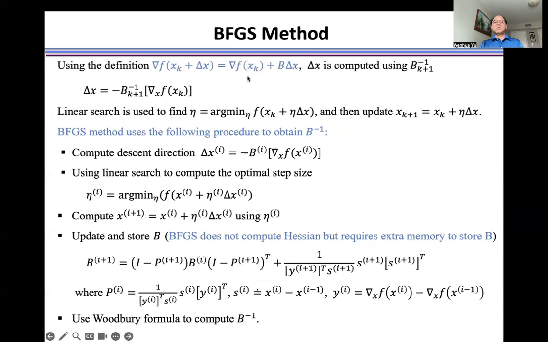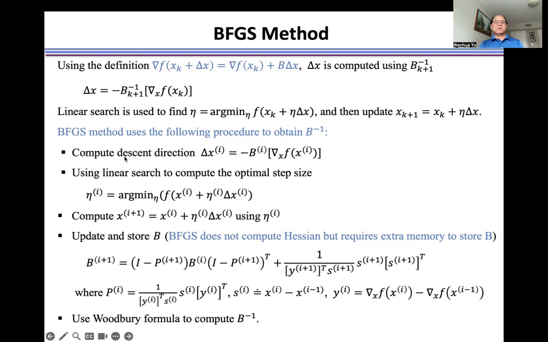Using the definition, delta x is computed using the inverse B here. Line search is used to find the mu, and then we update x_{k+1} using x_k, mu, and delta x. The BFGS method uses the following procedure to obtain the inverse B.